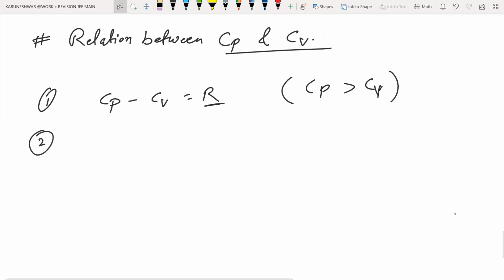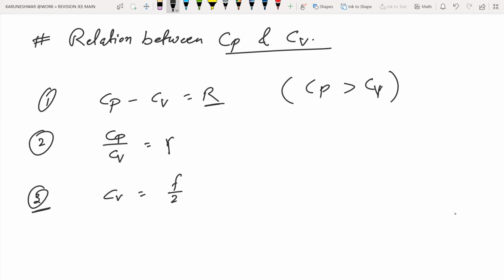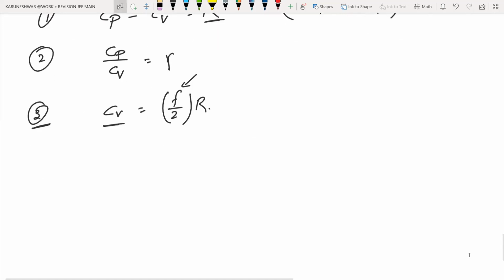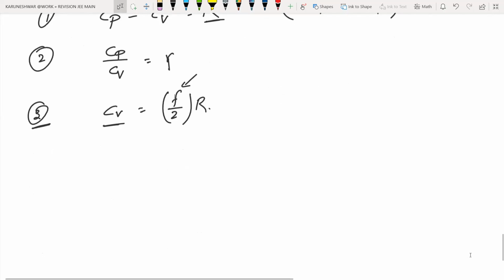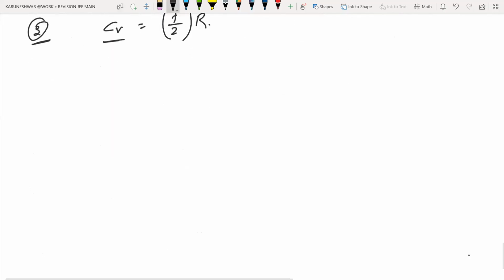The second relation, as you have just seen, is Cp by Cv is equal to gamma. The third relation is in terms of degree of freedom: Cv is equal to F by 2 times R. So Cv can be written in terms of degree of freedom and the gaseous constant R. On the basis of monoatomic, diatomic, linear and nonlinear, we can relate some chart. This is very important. If you remember this chart, you can solve many questions. So just see this chart.